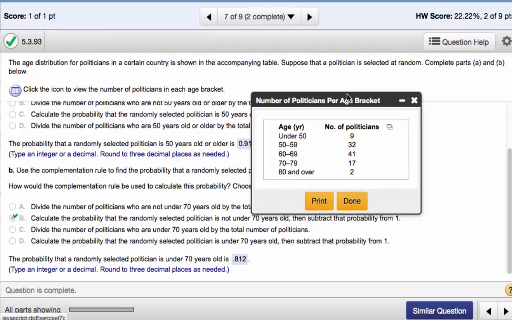So we want the probability of 79 or younger, right? So we want probability of any of these situations. We want the easiest way to do it. So we want probability of any of those.